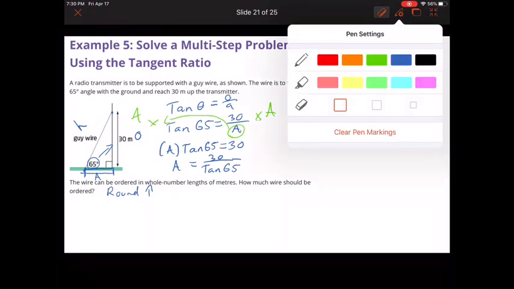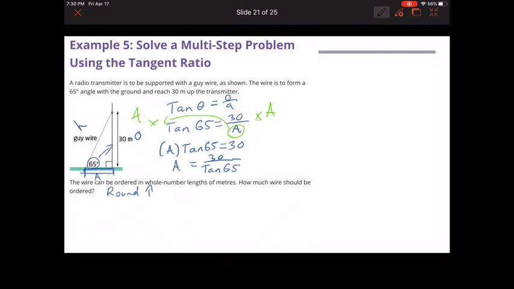Now we're going to use our Pythagorean theorem, which is a squared plus b squared equals c squared, or let's call it h squared. You could also say opposite squared plus adjacent squared equals hypotenuse squared. So the adjacent, 30 over tan 65, squared, plus 30 squared equals mystery h squared.